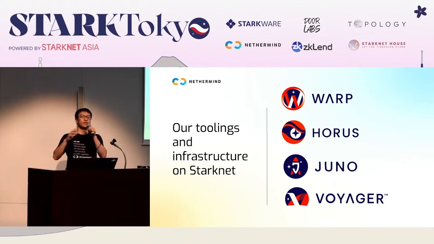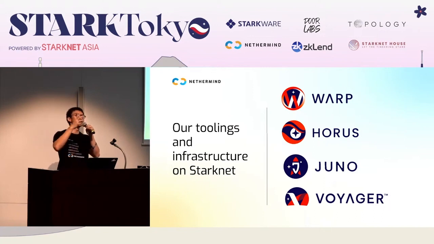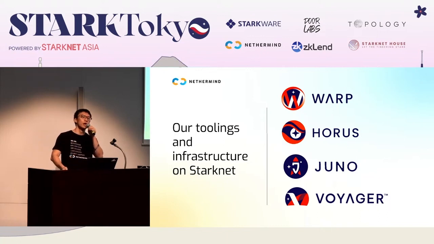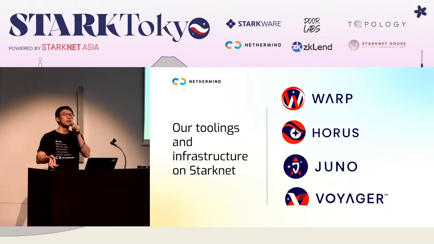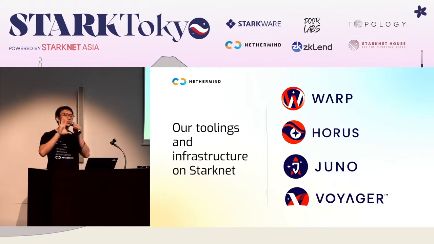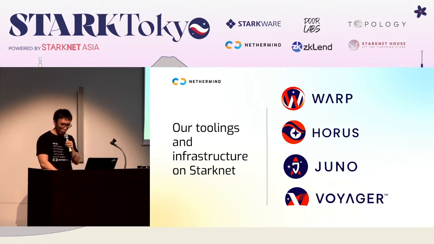Horus is a formal verification tool for Cairo smart contracts. Juno is a client on StarkNet written in Golang. Just like how you have Geth in Ethereum, you have Juno in StarkNet in Golang. And Voyager, finally, is the team that I'm involved in. It's a block explorer. What is a block explorer? Think of Etherscan. Etherscan is like the window to the Ethereum chain. We have Voyager, which is the window to the StarkNet ecosystem. So that's a block explorer.